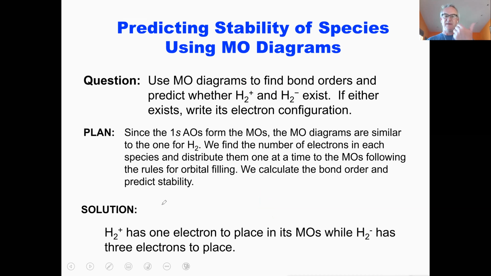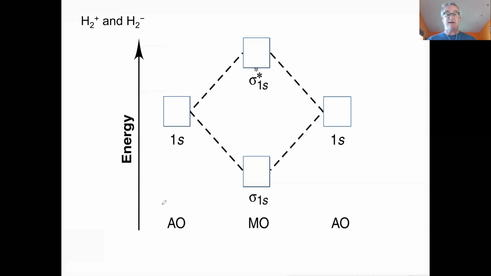So just like I said, H2 plus has only 1 electron, H2 minus has 3. So let's see if we make those. If this is H2 plus, I would have hydrogen on this side and H plus on the other. So how many electrons do I put in the atomic orbital here? Remember, there are atomic orbitals on the outside and molecular orbitals in the middle.